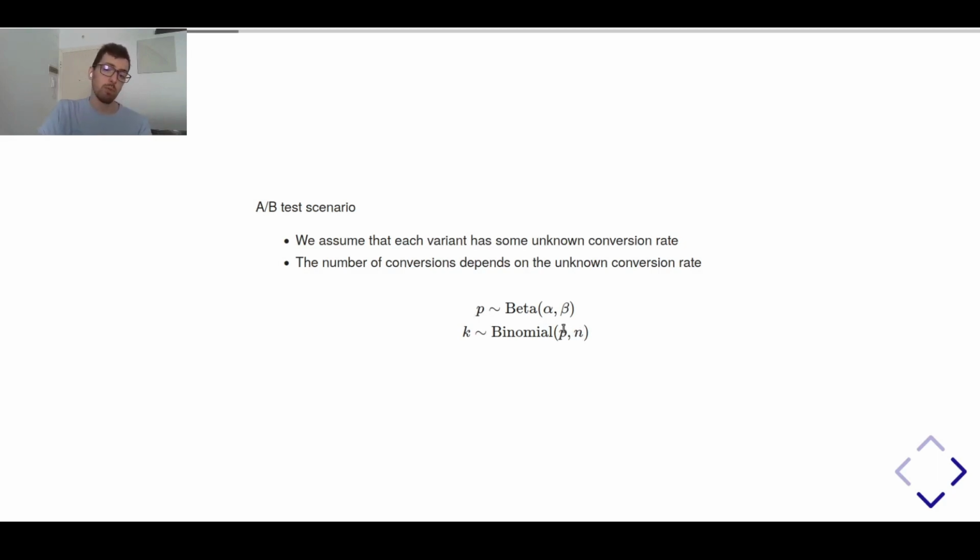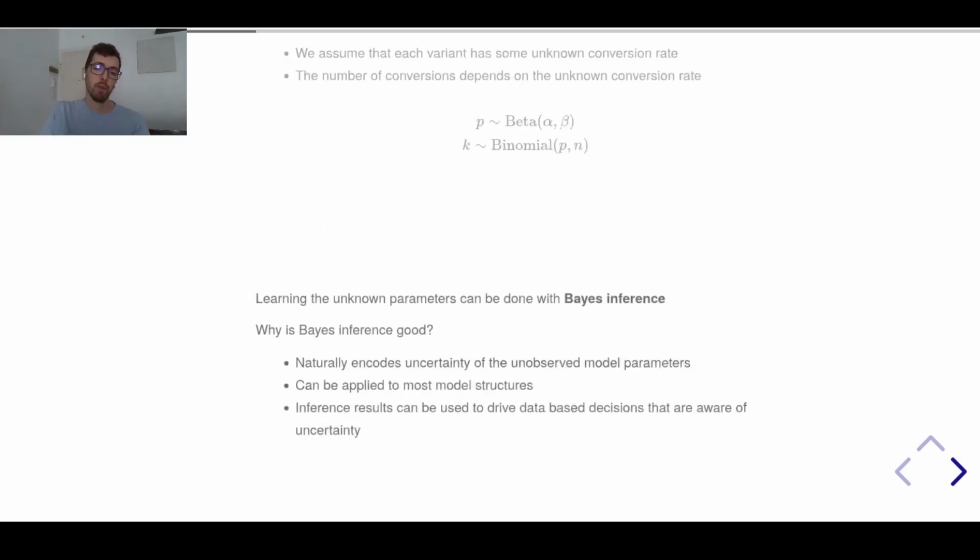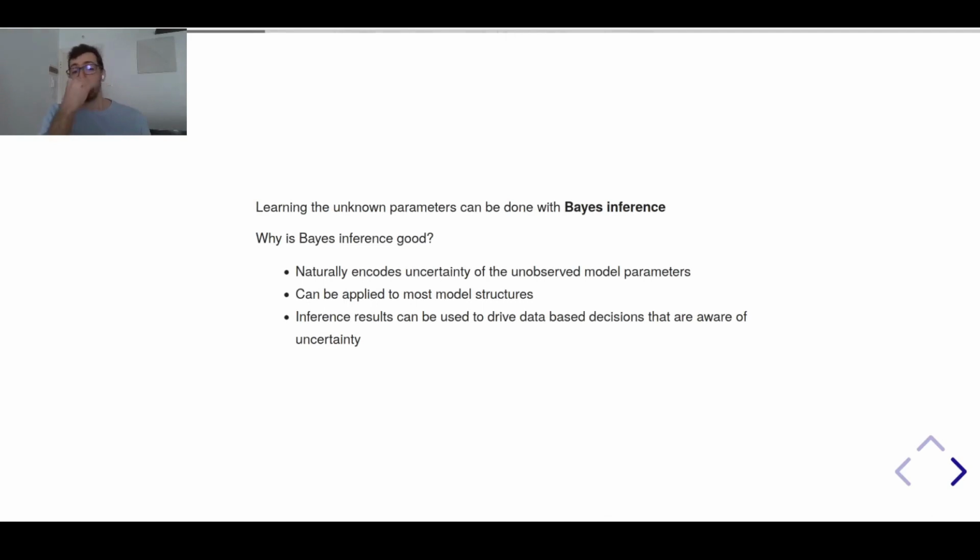And you can encode the prior expert knowledge that you have on the conversion probability into something that's called the prior. So these are latent things you don't really observe, but you say a priori this might be distributed according to some beta distribution that might skew, or make a uniform assumption on what the conversion rate is a priori. And learning the unknown parameters can be done, and we'll be using Bayes inference.